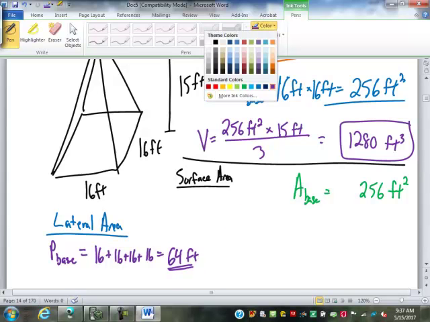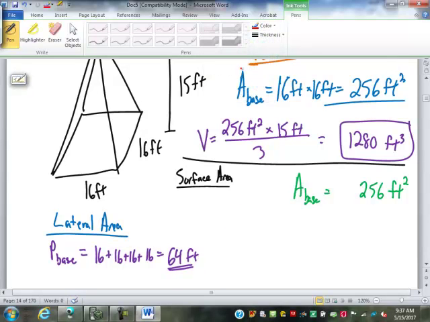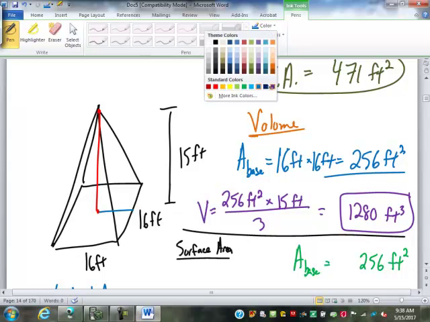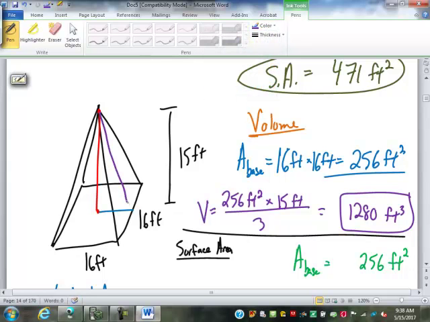But now, since this is a pyramid, the height is no longer the length of the side. 15 would be straight down in the middle like that. I want to know what this slant is, the length of that slant. Now, this is a right angle there. This is 15 feet. What's this bottom piece here? 8 feet, half of my side.